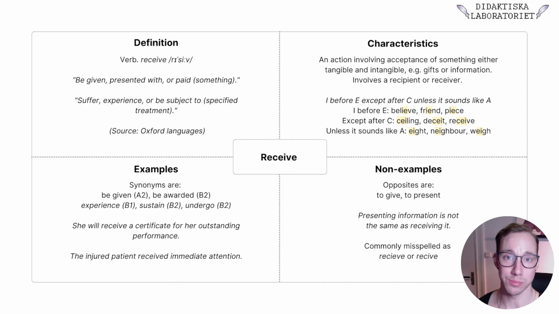I wrote 2 example sentences to help us see how the word is used in context. The first one reads, "She will receive a certificate for her outstanding performance." And the second one says, "The injured patient received immediate attention." And then finally, on the bottom right, we have non-examples. Opposites of receive could be to give or to present, where the example sentence says, "Presenting information is not the same as receiving it." And I also wanted to mention some commonly misspelled examples where people do not follow the I before E except after C rule. You can see them right there.